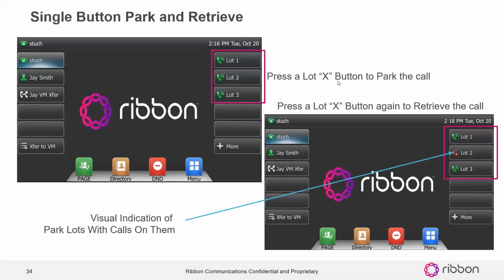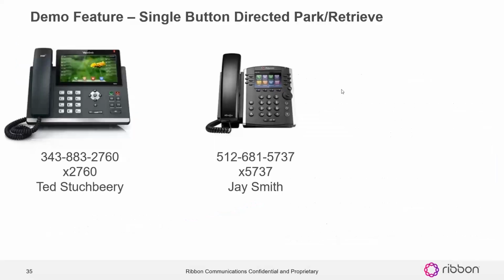So again, this gets into that single button park retrieve. You basically press the button, you have an indication on that button telling you where the call is parked, and you can go and retrieve that. Oh, sorry, I did the demo a little early. But yeah, we had two phones. I parked the call on one phone, retrieved it on the other.